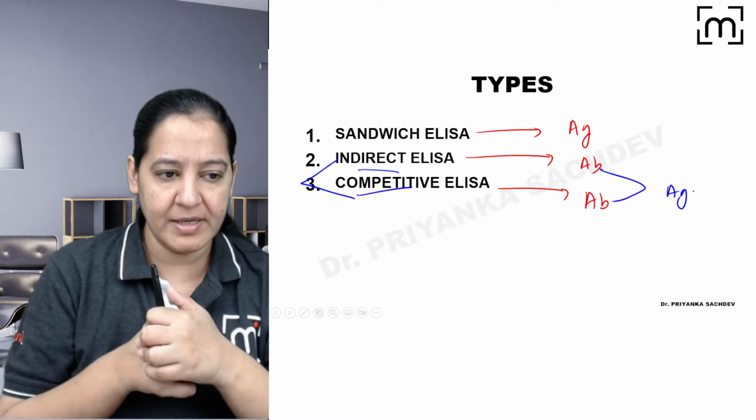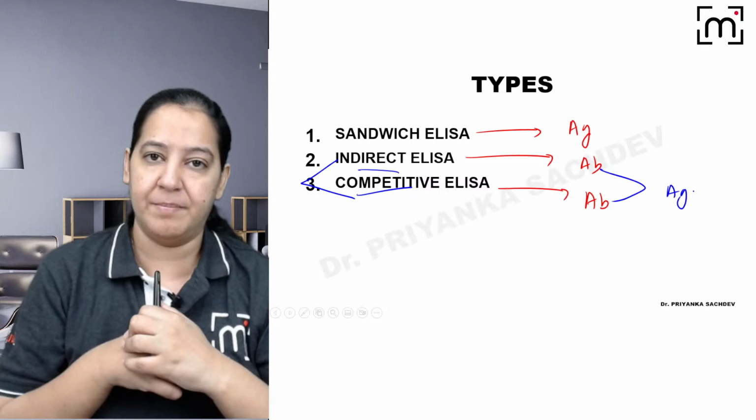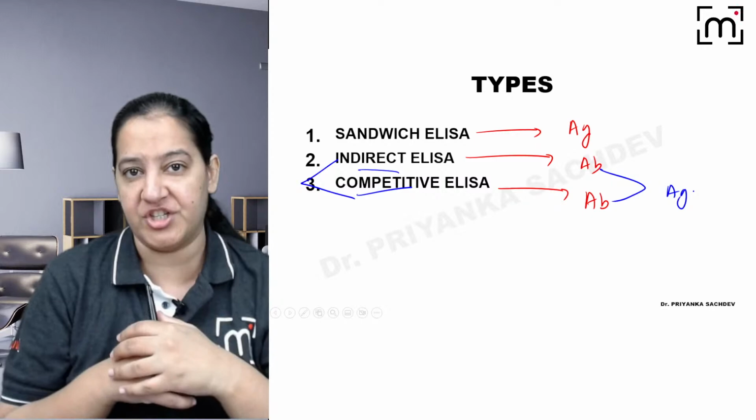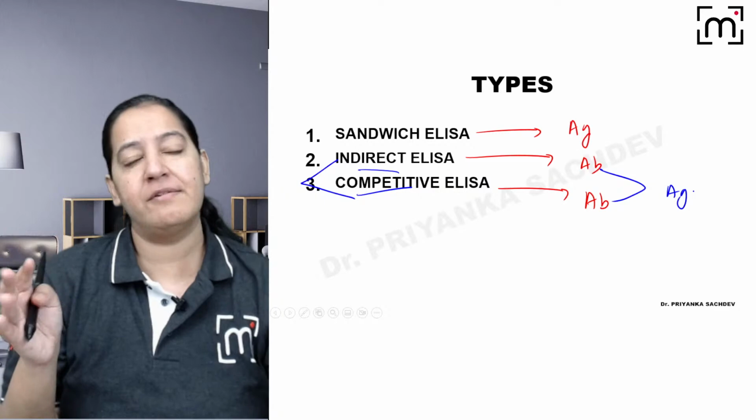What is the difference, right? It's nothing like that which is more acceptable. As I have told you, it is up to you. What do you want to detect in your patient? In your patient, you want to detect antigen or antibody. Both will work. You want to prove the patient has a particular infection.